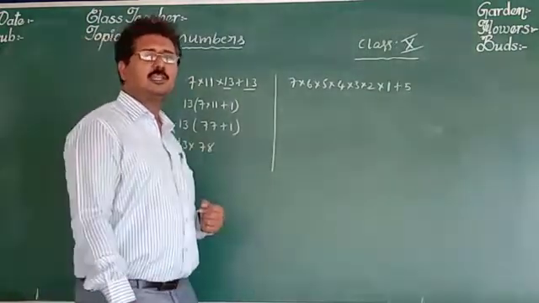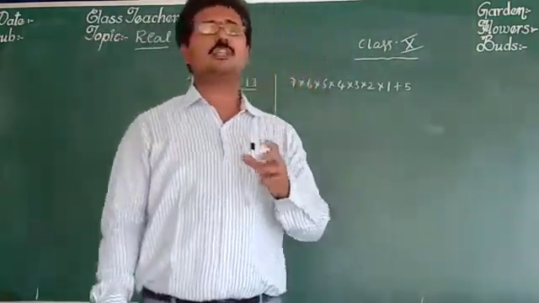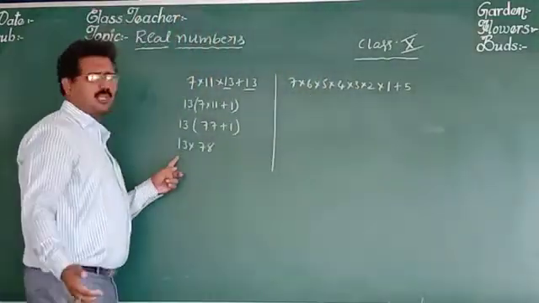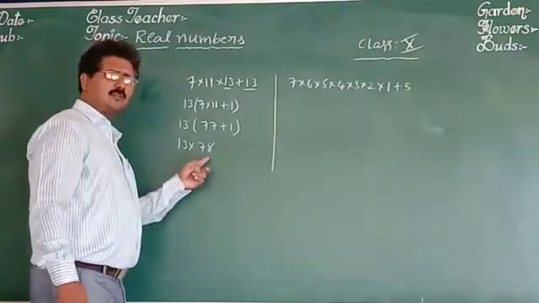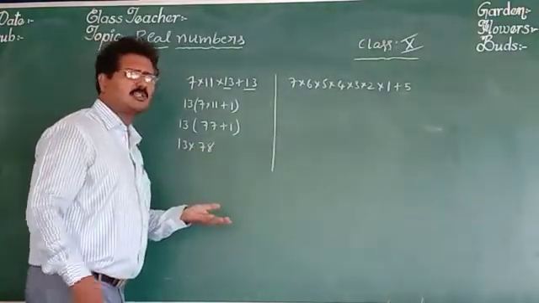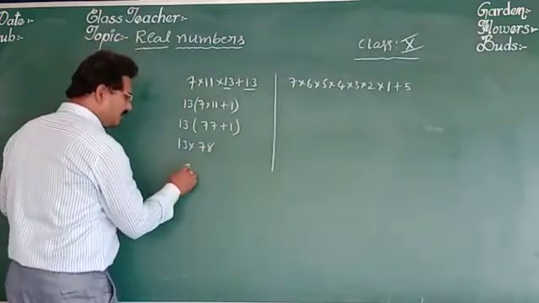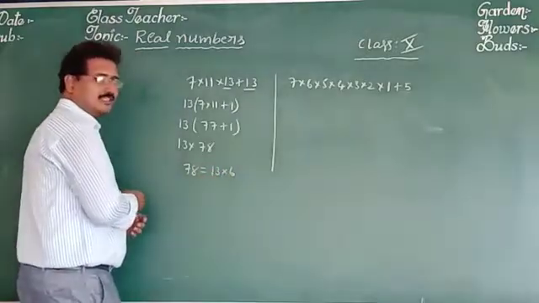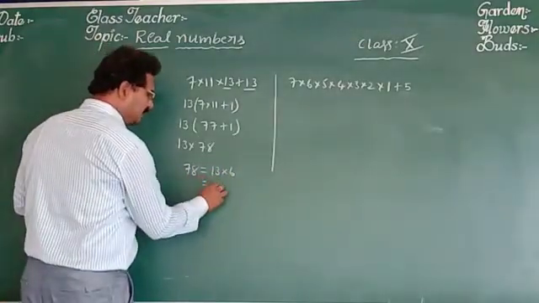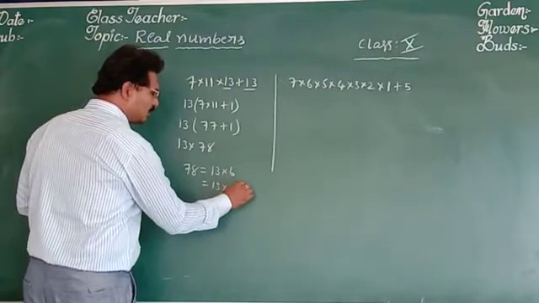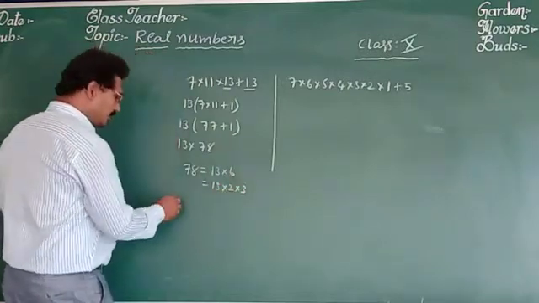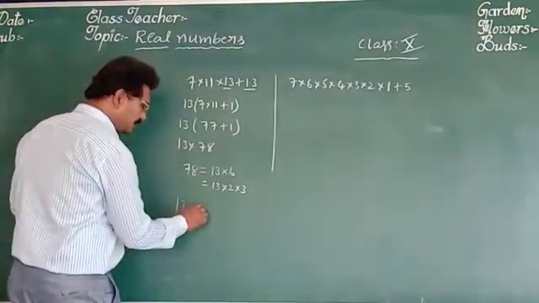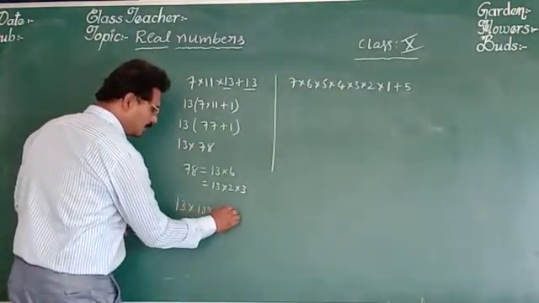But what is the fundamental theorem of arithmetic? Every composite number can be expressed as the product of prime factors. Suppose you see that 13 is prime, that already you know. So verify whether 78 is prime or not. 78 is not prime. But 78 can be written as 13 into 6. 13 6s are 78. Again 6 can be written as 2 into 3. So 13 into 78 can be written as 13 into 2 into 3.